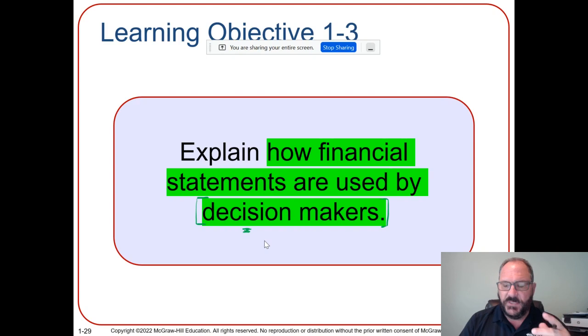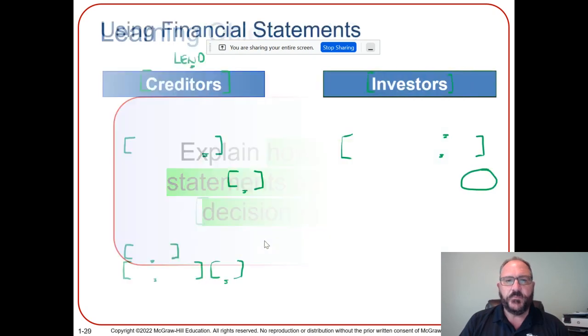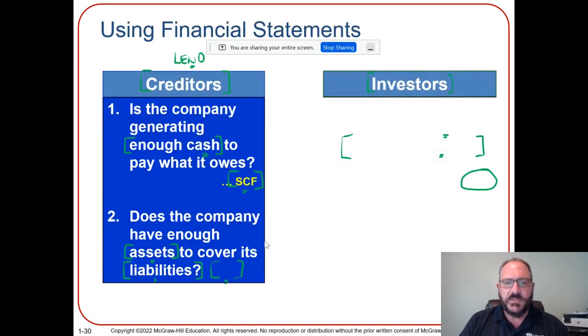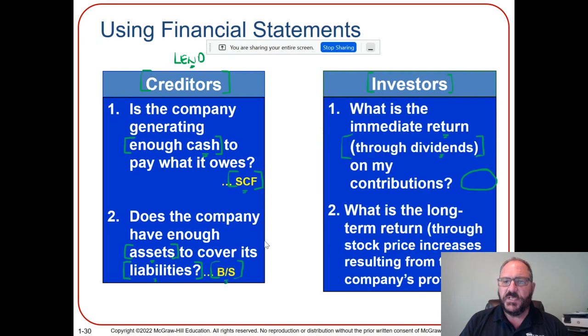That's why they have stock. So let's see how they use it, okay? All right, so the first, let's go down here. Let's just punch all these in, all right? So for creditors, these are people that they lend money, like banks and stuff. Here's the first one. It's a company generating enough cash to pay what it owes.